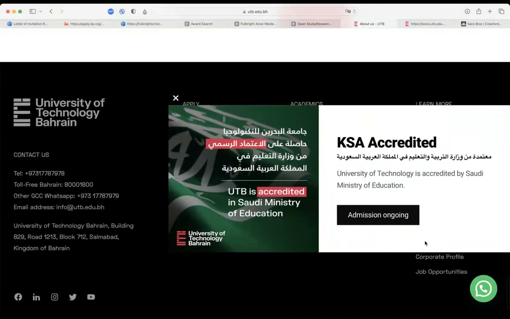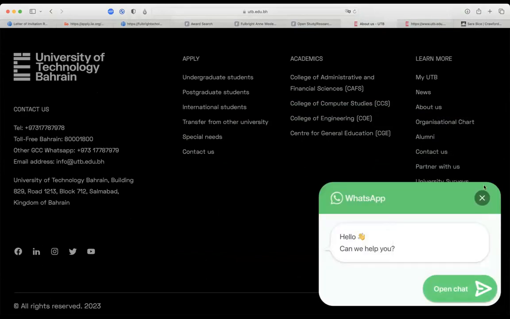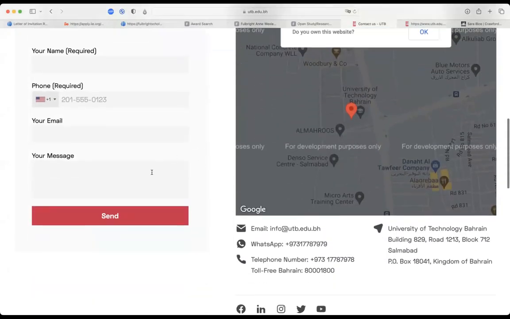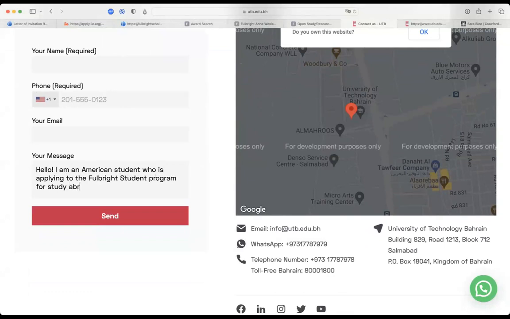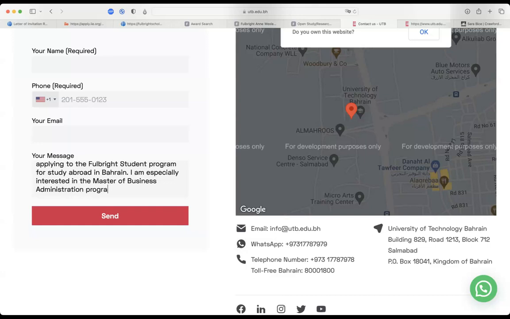And since we don't see this, my recommendation would be to use that Contact Us form or this window here. So let's say you're using the Contact Us form, because this is an opportunity to look at what you might write. So fill in your name here. Hello, I am an American student who is applying to the Fulbright student program for study abroad in Bahrain. I am especially interested in the Master of Business Administration at your institution.